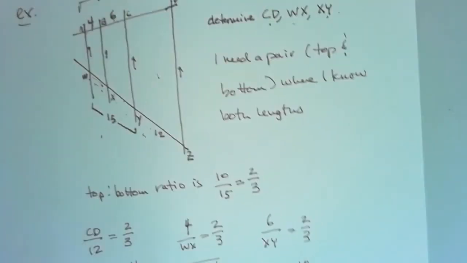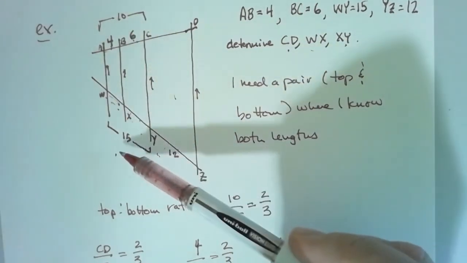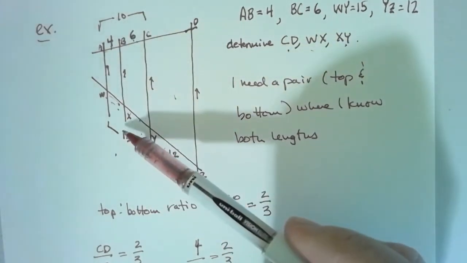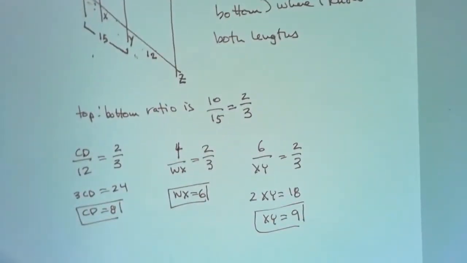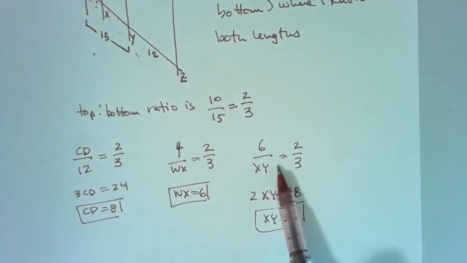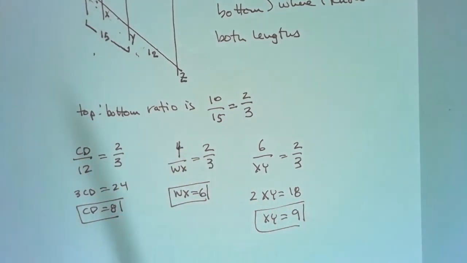And this is how the train tracks theorem works. You look for a pair, top and bottom here, where you know both lengths. That establishes the ratio top to bottom, and then you keep setting up proportions to find each unknown using that ratio over and over and over again.